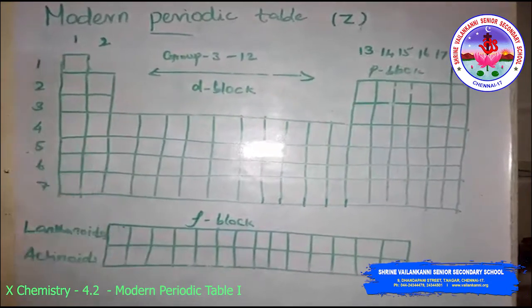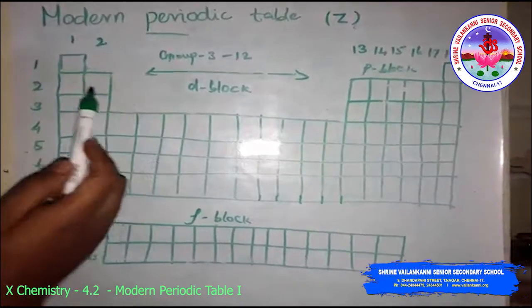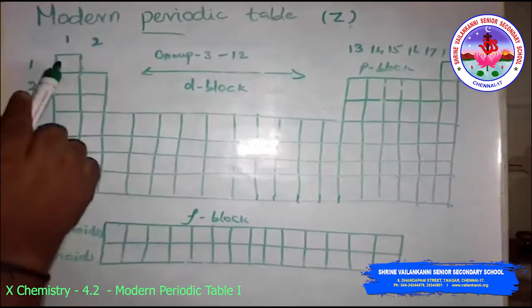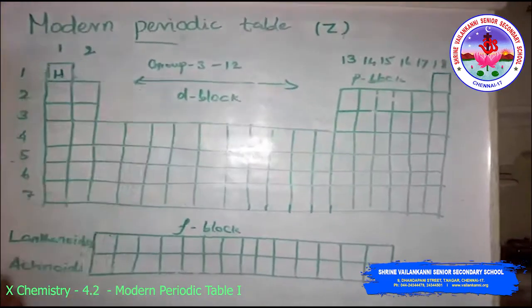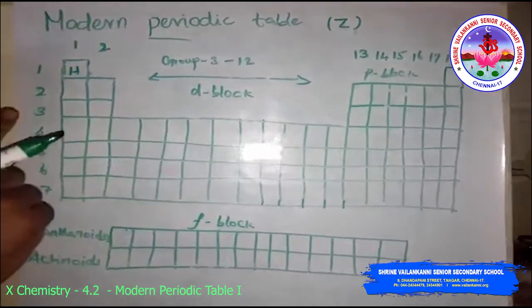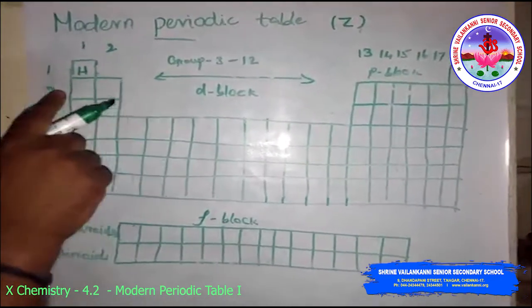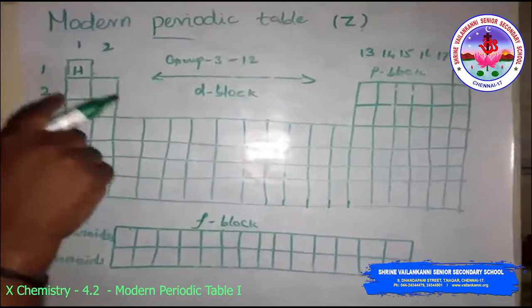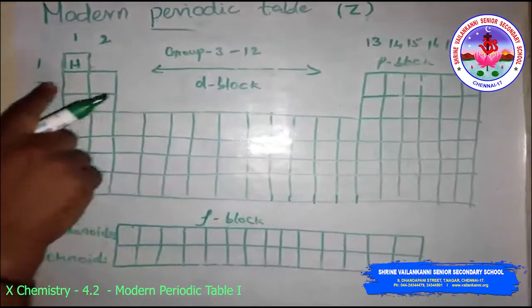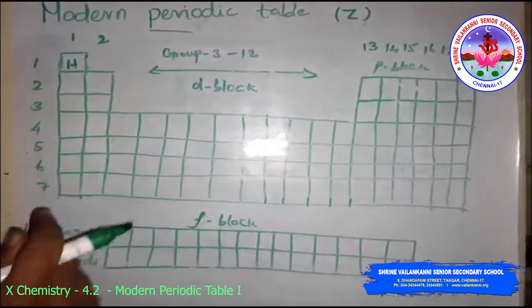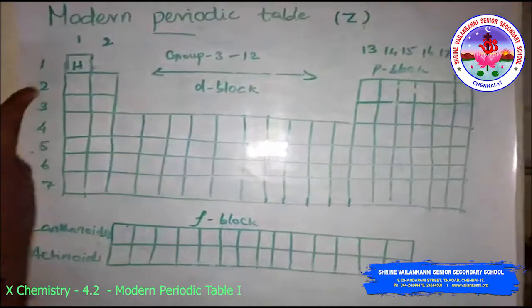The modern periodic table addresses limitations of the Mendeleev periodic table, such as the anomalous position of hydrogen, the first element here. The anomalous position of hydrogen can be discussed after we see the basis on which elements are positioned in the modern periodic table. Here, hydrogen is the first element.